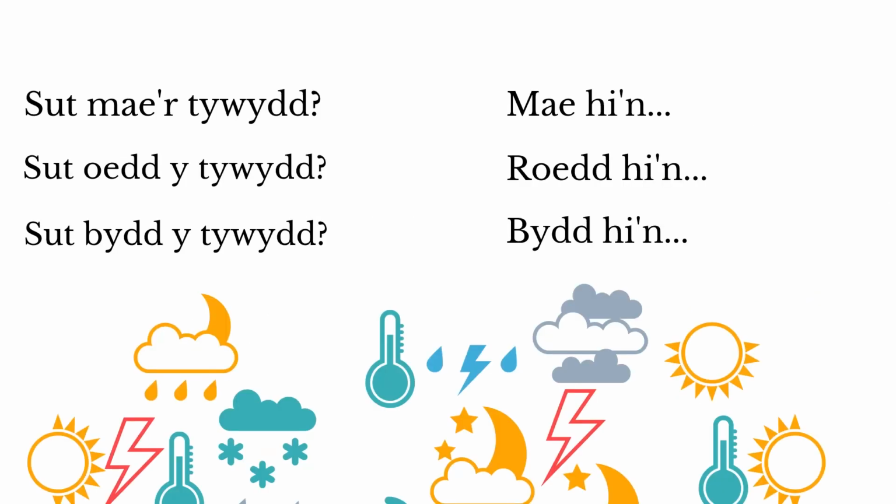Let's look at those patterns again. Sut mae'r tywydd? Sut oedd y tywydd? Sut bydd y tywydd? How is the weather? How was the weather? How will the weather be? And we answer those questions with mae hi'n, roedd hi'n, bydd hi'n. It is, it was, it will be. We can use those patterns in all sorts of places in Welsh, so you won't only be using them when you're talking about the weather.